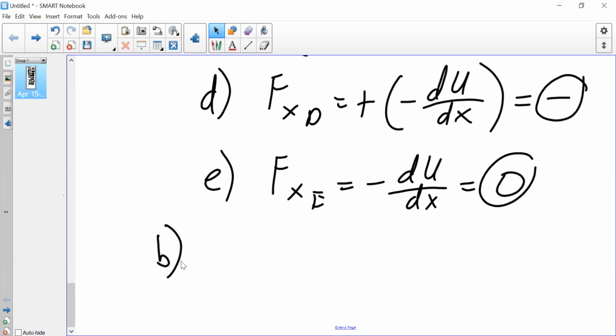Okay, so why don't you now do parts B and C, and we'll come back in 5 minutes and talk about that. Indicate points of stable, unstable, and neutral equilibrium. Sketch the curve for Fx versus x from x equals 0 to x equals 9.5 meters.